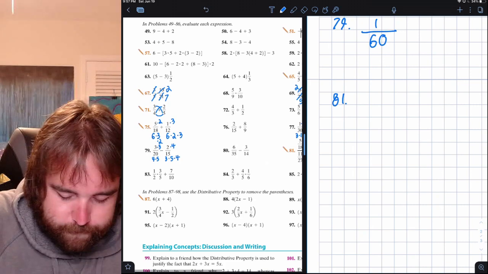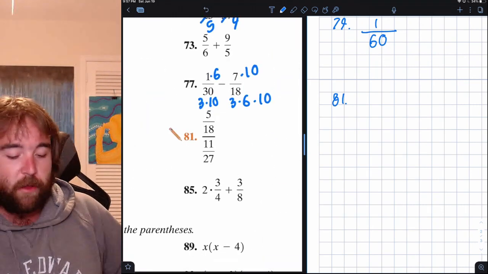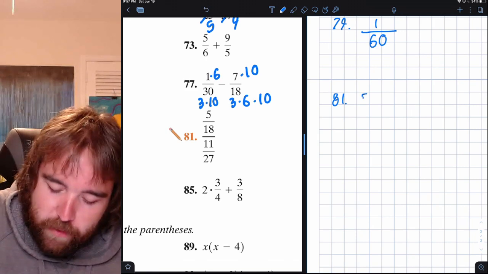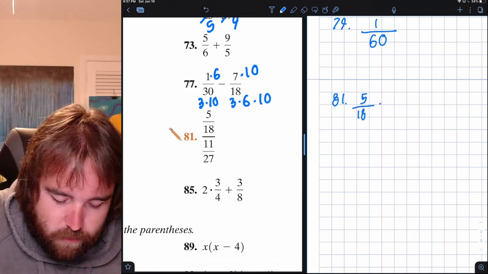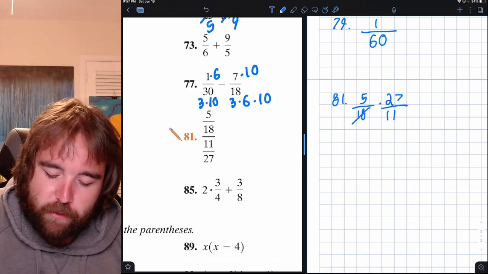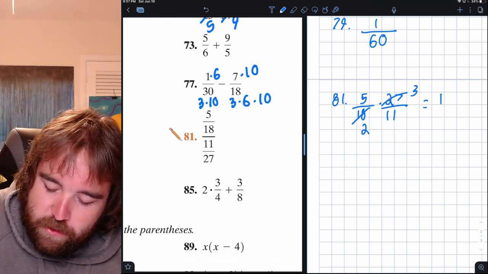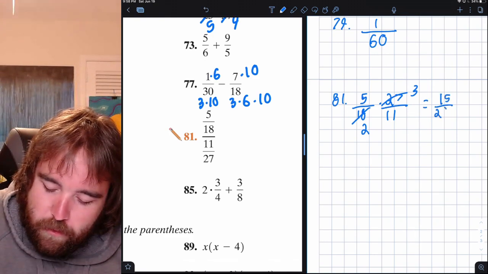81. Dividing fractions. So when you divide fractions, you multiply by the reciprocal. So we're going to have 5/18 times 27 over 11. And just like we've been doing, we want to cancel, not just multiply straight away. So that should end up with 15 over 22.